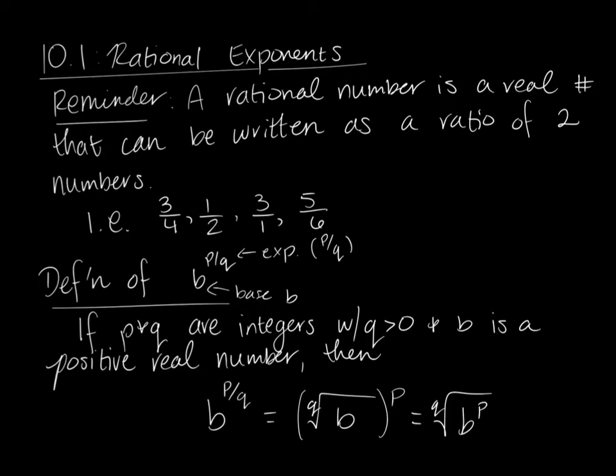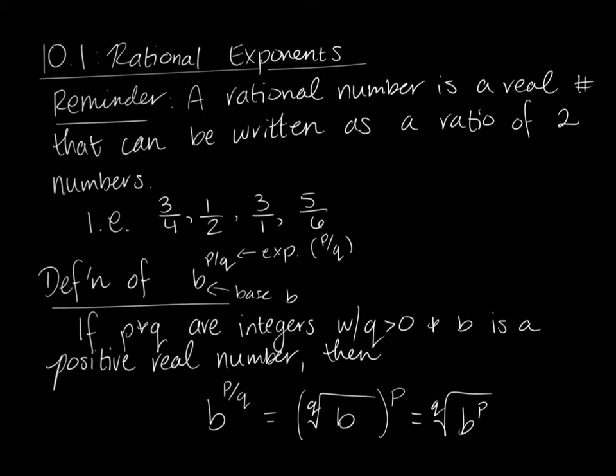So in today's video, we're going to be looking at 10.1, which is on rational exponents. So we're moving away from geometry now. And as a quick reminder, a rational number is a real number that can be written as a ratio of two numbers. Some examples are 3/4, 1/2, 3, because it can be written as 3/1, and 5/6. But in this lesson, we're not necessarily looking at rational numbers, but rational exponents. So we need to define what a rational exponent is.